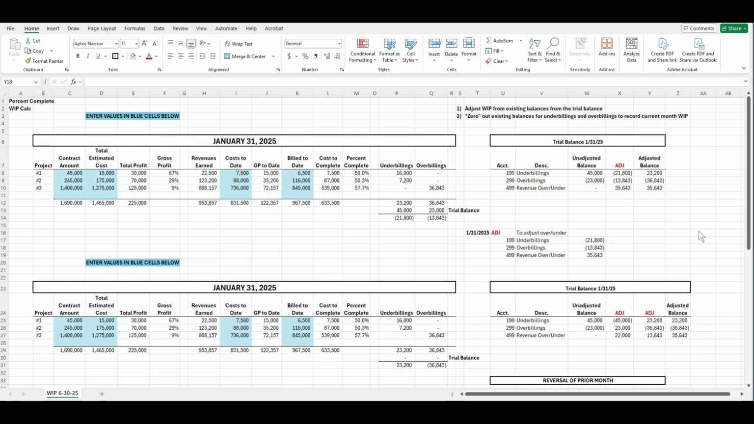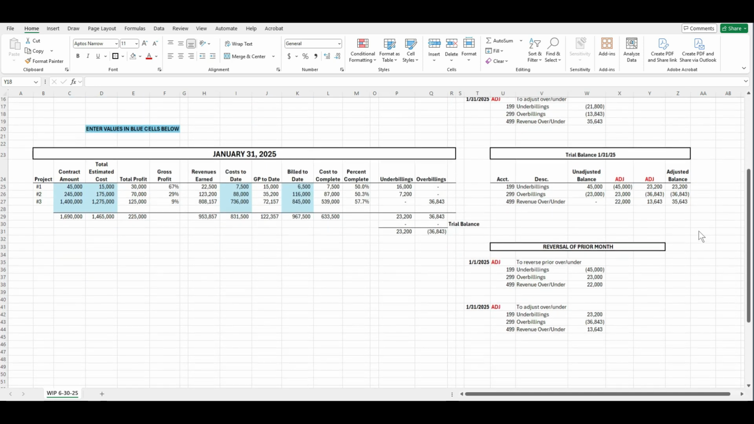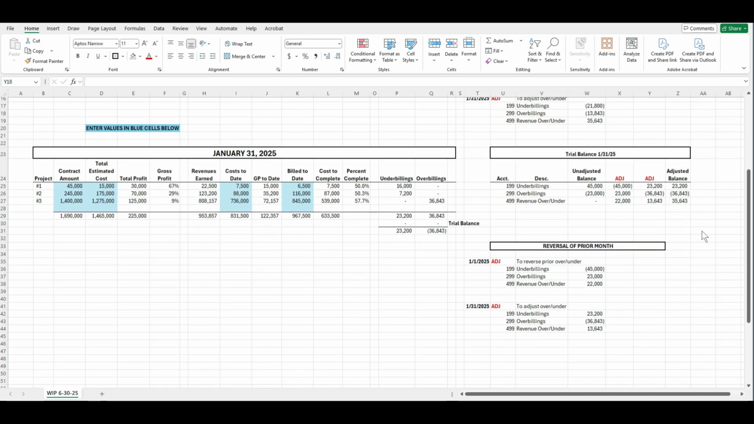Now, the second approach involves zeroing out any balances that may exist. Remember when I said those balances that carried forward from the prior year? Well, we're going to zero them out. We had a balance of 45,000 in underbillings and a balance of 23,000 in overbillings. I'm going to credit that underbillings so that we're left with zero, and I'm going to debit that overbillings by 23,000, so we have a zero balance in overbillings as well.